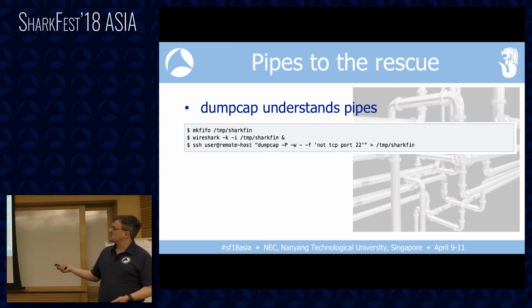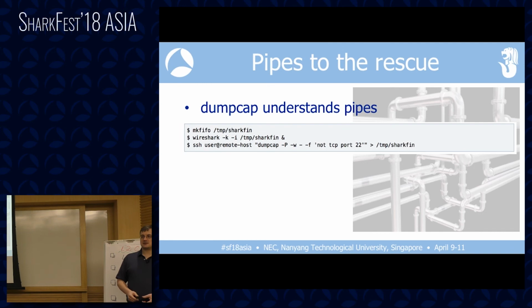And then, in this case, you start a remote process using an SSH engine and call on the SSH system dumpcap with a certain capture you want to capture, using this capture filter, and dump the information to sharkfin. And suddenly you can see the traffic from another machine in Wireshark. Well, this is neat, right? This is simple, this is easy to use.